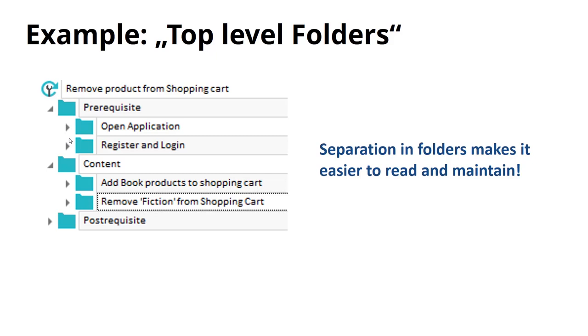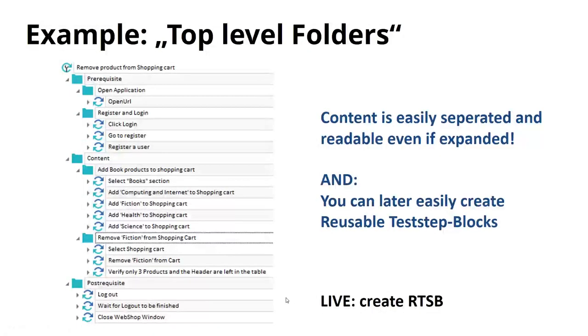And you can see here we have this prerequisite folder that is all about open the application, register, and log in. Then we have the content here, where we do the real test. We add the books to our shopping cart and we remove certain books from our shopping cart, whatever. And then we have a post-requisite section for the cleanup. And if you expand those sections, it's still the same test steps, but it's much easier to read and separate it into certain sections. And one thing is very important: when you have those sections and folders, it's much easier to create reusable test step blocks out of it that you can later reuse in different test cases.